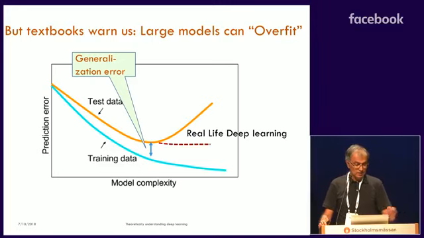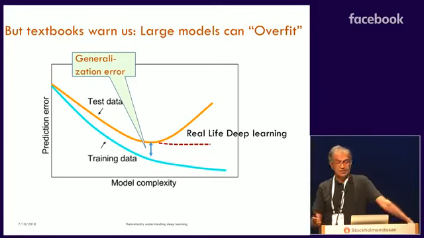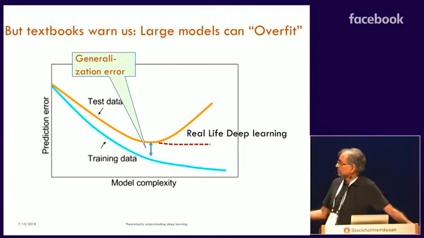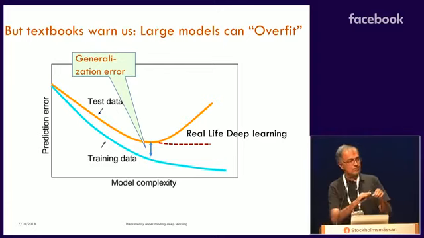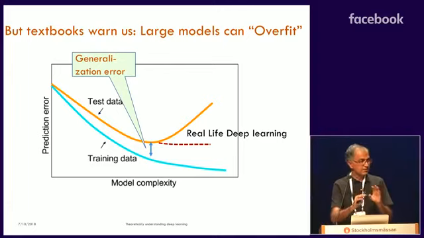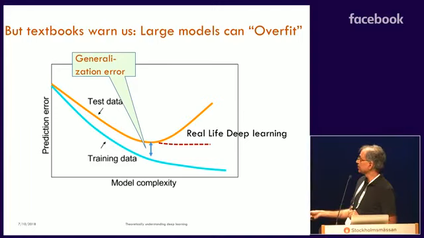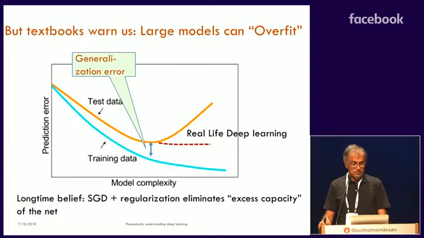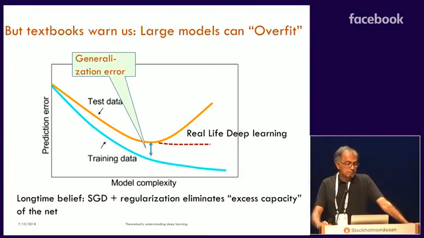All right? But in real-life deep learning, often the curve is more like this. Okay, maybe it's not flat, maybe it rises a little bit, or whatever, but you certainly don't see the sharp U-curve in many settings. Now, people have known this for a long time, and the belief was that somehow all the knobs you can turn in deep learning, SGD, learning rates, regularization, momentum, and so on, eliminate the excess capacity of the net, whatever that means.